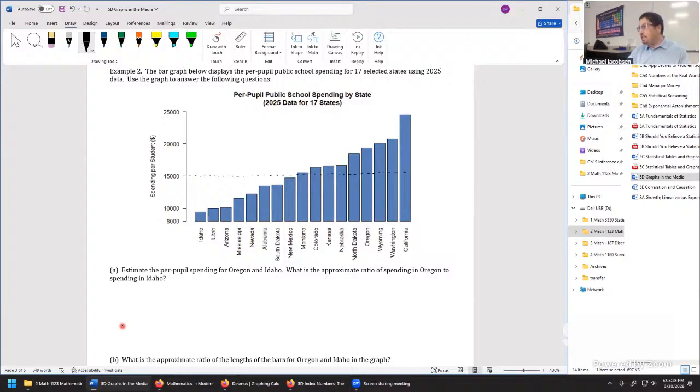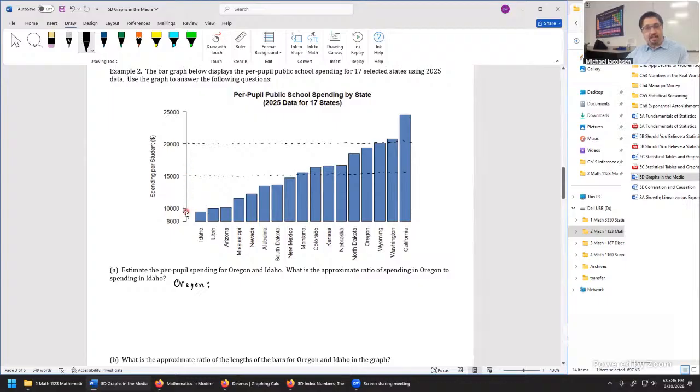So here's the next horizontal line at $20,000 per pupil. Okay, not perfect, but it'll suit our purposes. So we're estimating the per pupil spending for both Oregon and Idaho. So let's start by saying for Oregon, the spending is going to be, well, let's see.